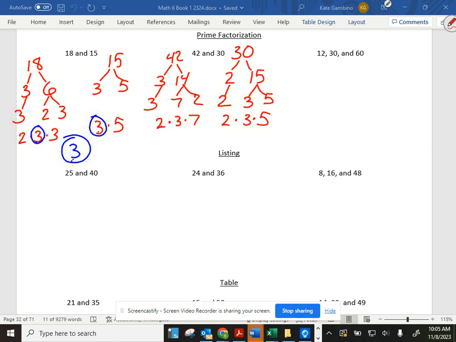So now I have to look at what I have in common. They both have a 2 and they both have a 3. Uh-oh. The last time it was easy because they only shared one prime. But now they share a 2 and a 3. What do you think I need to do to find what my common factor is? Melanie? Well, since we're trying the greatest common factor, so you would find the bigger number.